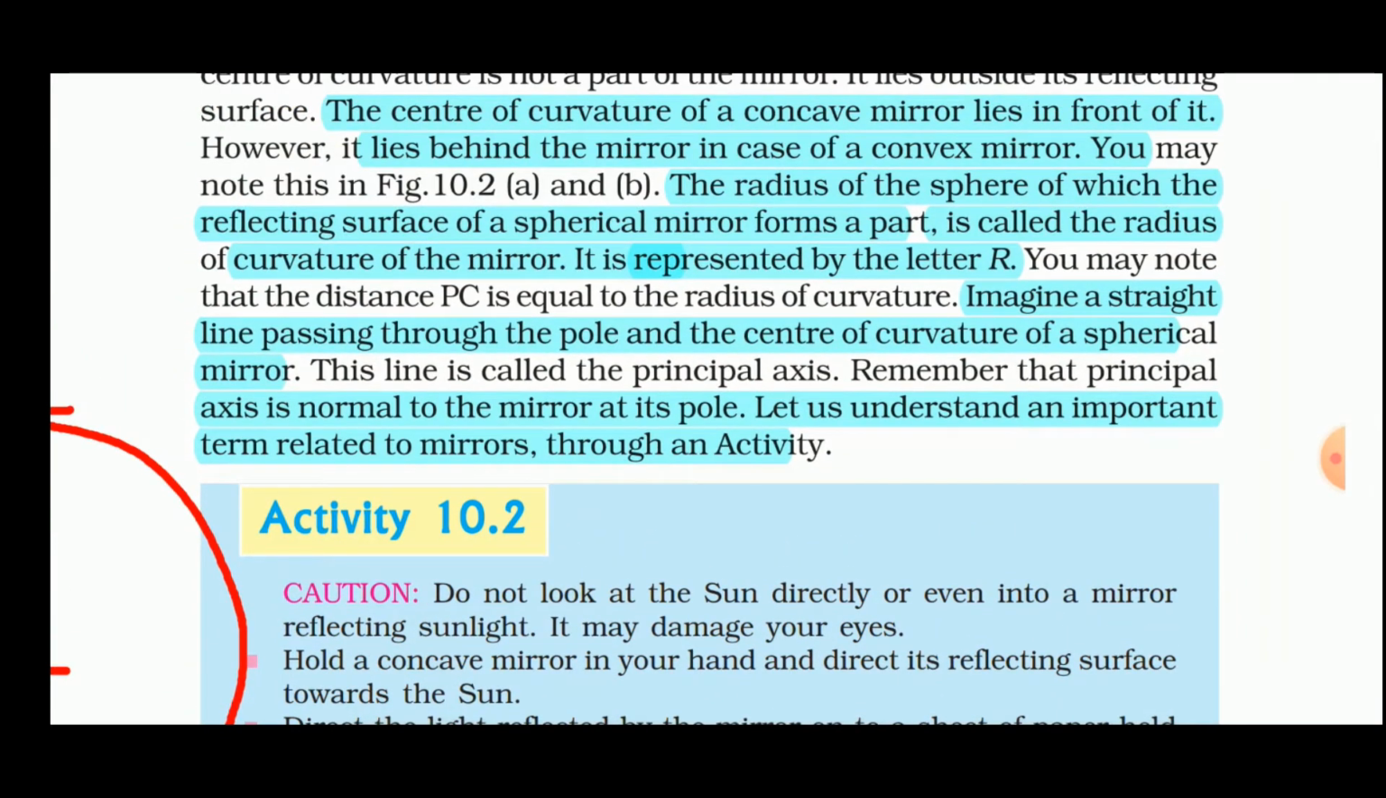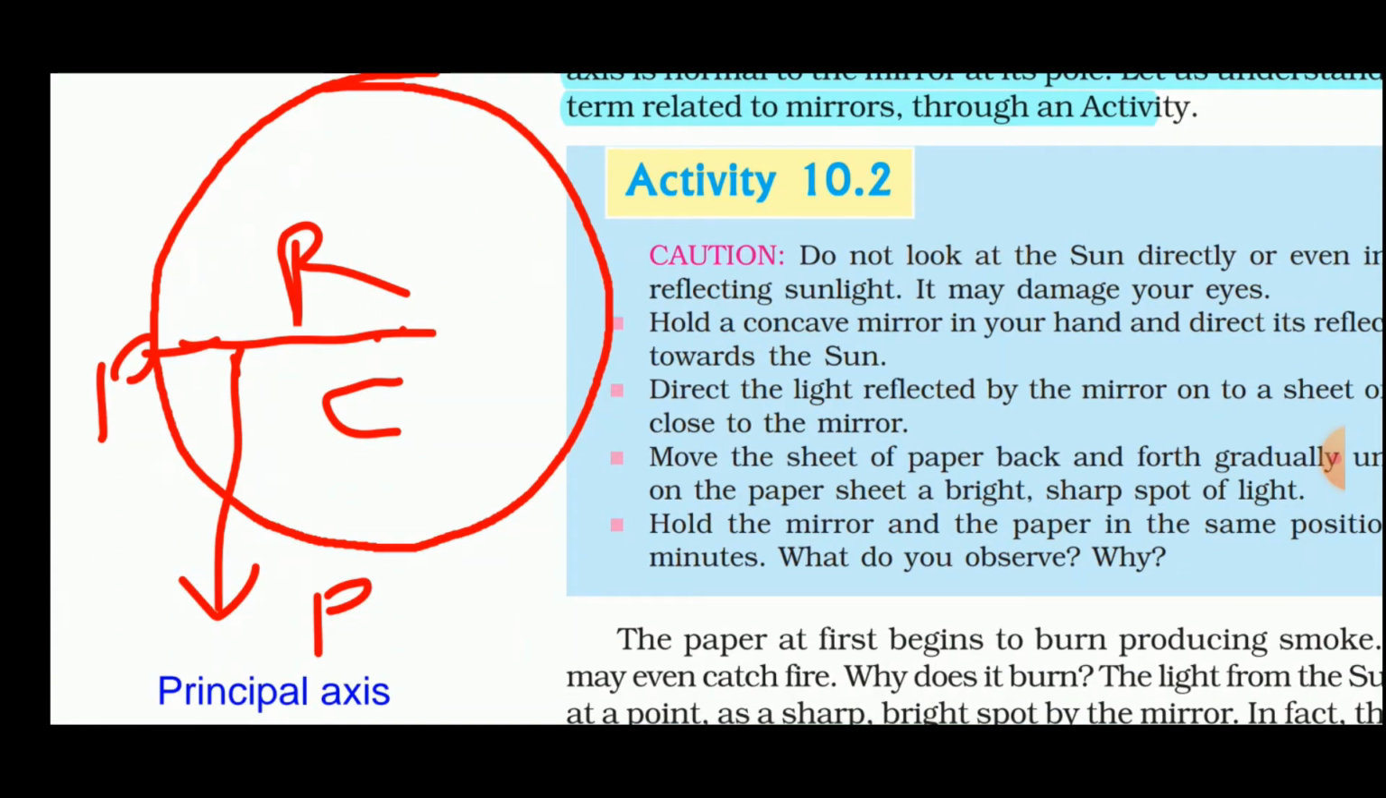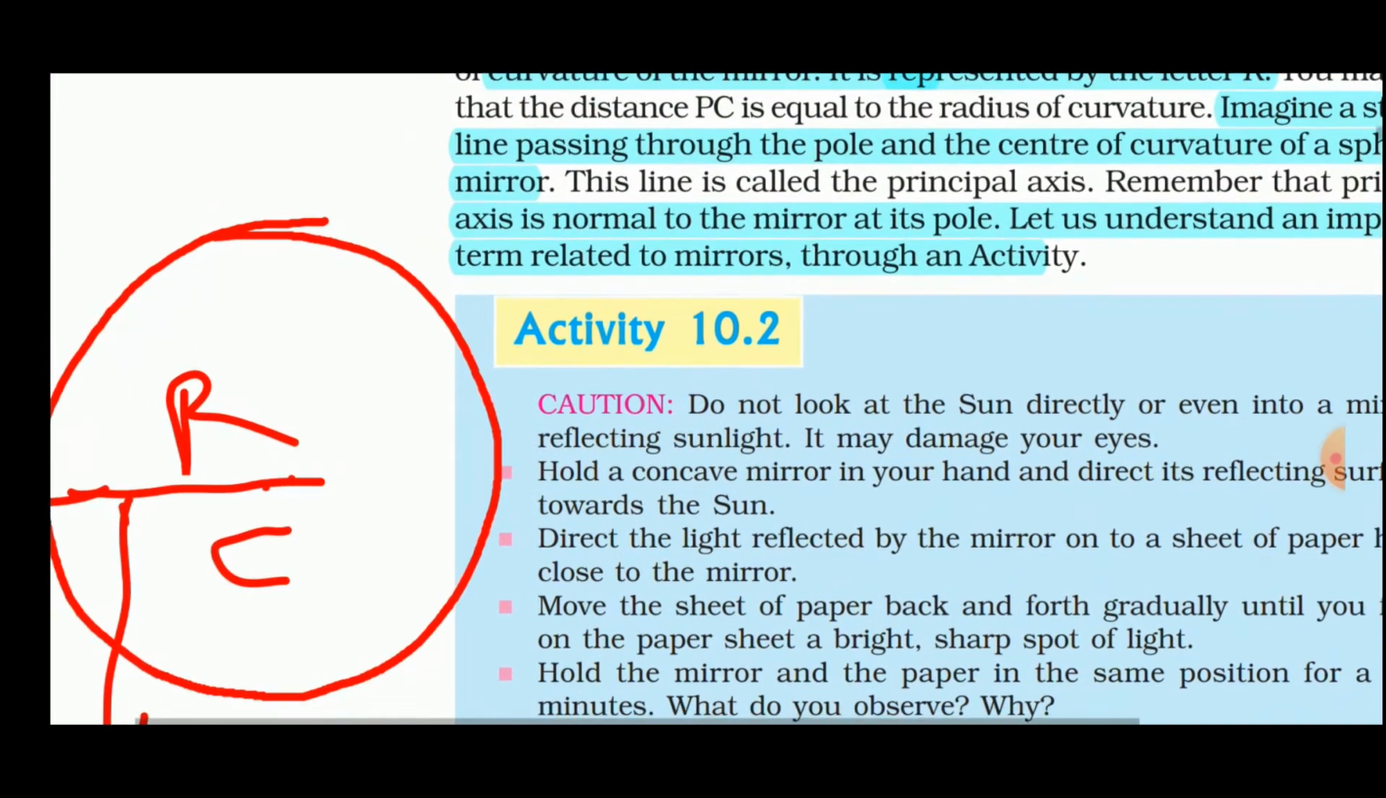Then next we will see what we mean by the principal axis. Imagine a straight line passing through the pole and the center of curvature of the spherical mirror. This line is called the principal axis. The principal axis is normal to the mirror at its pole. Here, this line from the center of curvature to the pole P is called the principal axis. It is perpendicular, or normal, to the mirror.